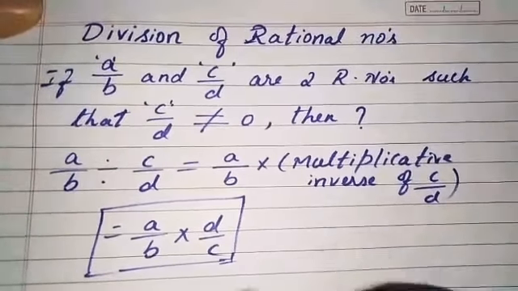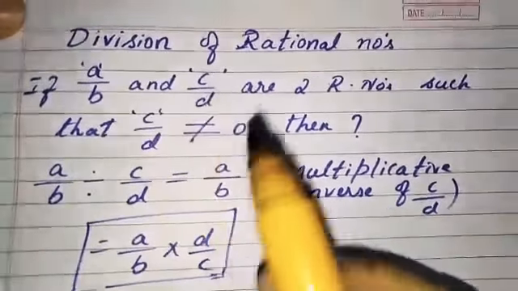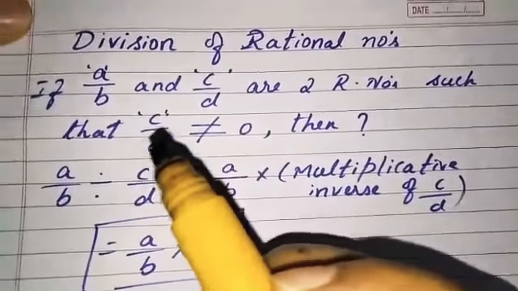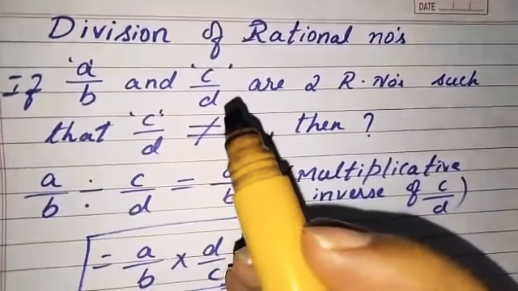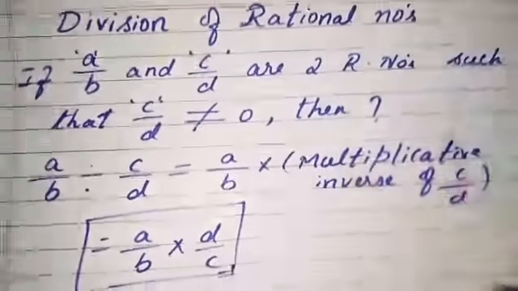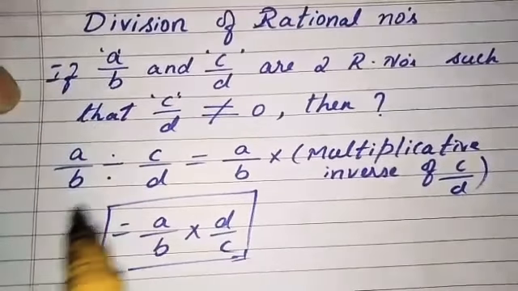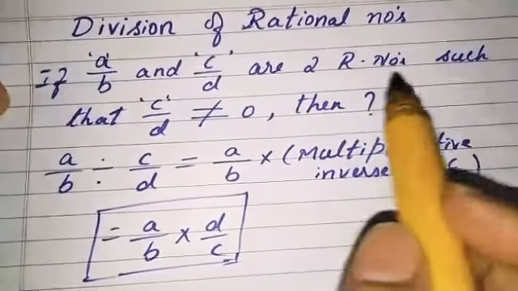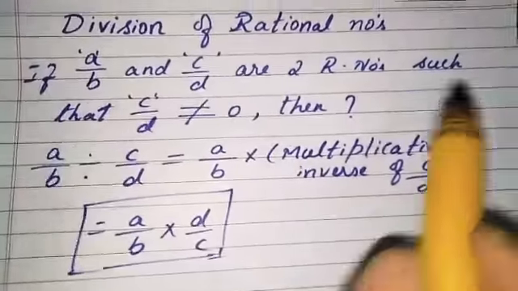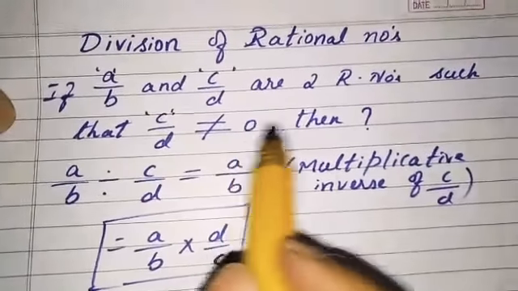Really sorry about that. So let me quickly continue about the rational numbers. This is the last part of the rational numbers, the division of rational numbers. So here, if A by B and C by D are two rational numbers such that C by D is not equal to 0, then what?